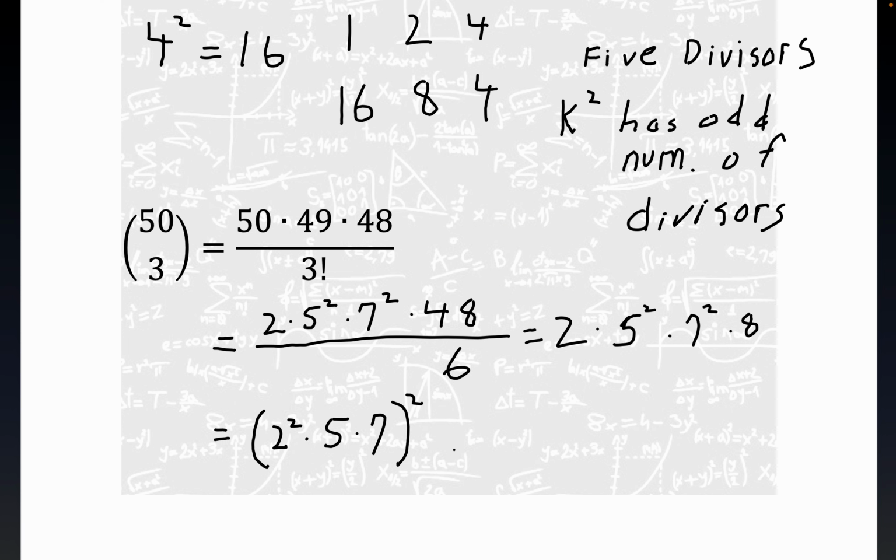But hey, that's equal to a k squared, right? And so we never had to find the Hindu-Arabic expansion. That is a k squared. And so that means odd number of divisors. Odd number of divisors without ever knowing how that binomial coefficient looks or smells. Odd number of divisors. I thought it was kind of cool.